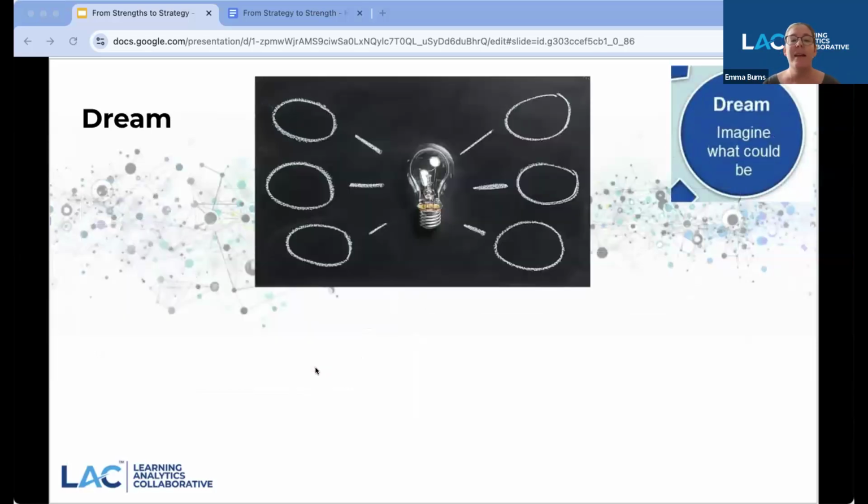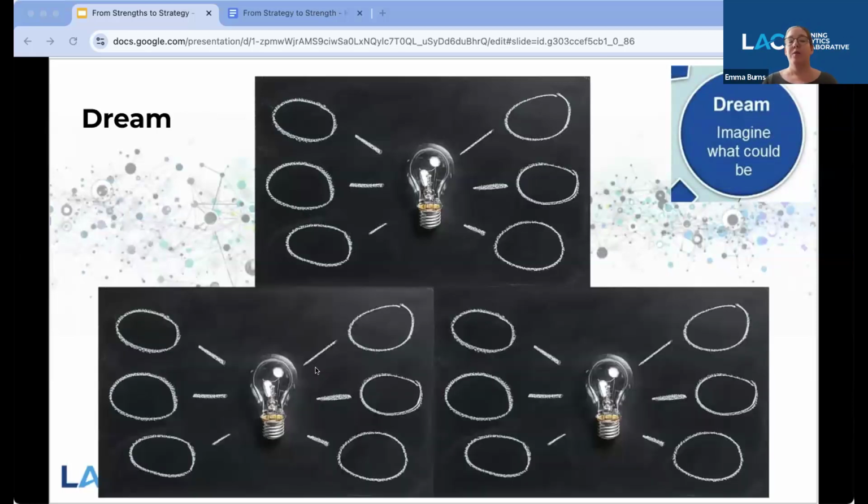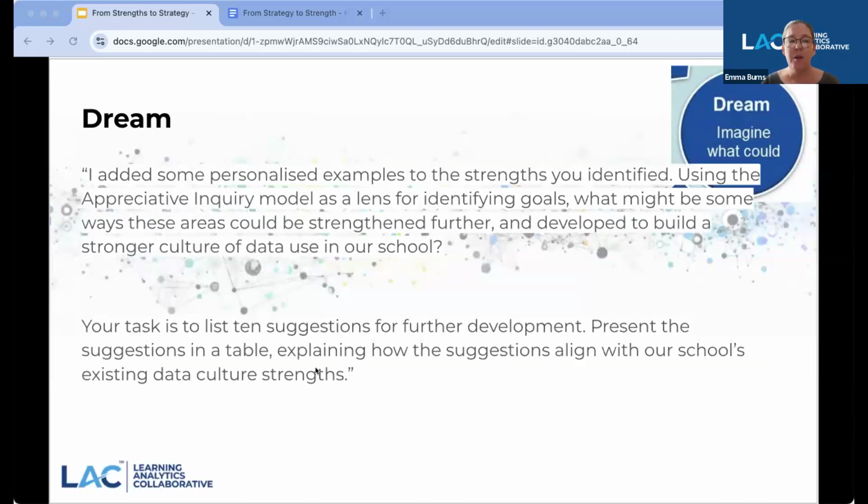All right. The next step is to start dreaming. So we take what we're already doing well, we look at that statement, and then we think, all right, what if we did it even better? What could that be? And once again, I thought, a thought partner is going to help me dream even bigger here. So I took my ideas and I put them back into Perplexity and said, can you please give me a list of 10 suggestions of things that I could do even better, ways that I could develop this culture even further, and present them in a table explaining how they align with what we're already doing.